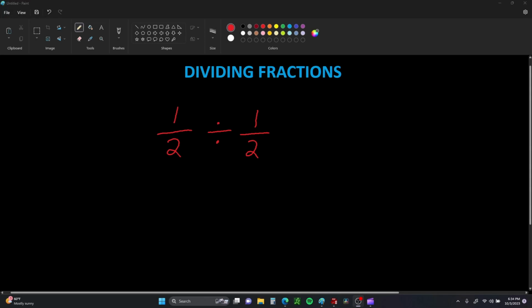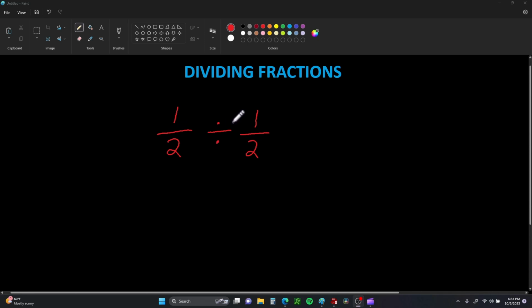Dividing fractions is very similar to multiplying fractions in that you actually turn the division problem into multiplication. But before we do that, let's just take a look at this. Just as you would have 1 divided by 1 is 1, you see over here 1/2. Division is asking how many times one number fits inside another number, and 1/2 fits inside 1/2 exactly one time.